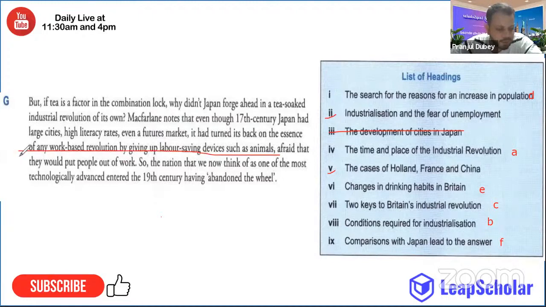Is that clear? Very good. And they were afraid that it would put people out of work. Afraid, fear, synonyms, guys. Put people out of work, unemployment, fear of unemployment. It's easy, right? Very good. I'm so proud of you guys that you are able to find out answers by yourself.